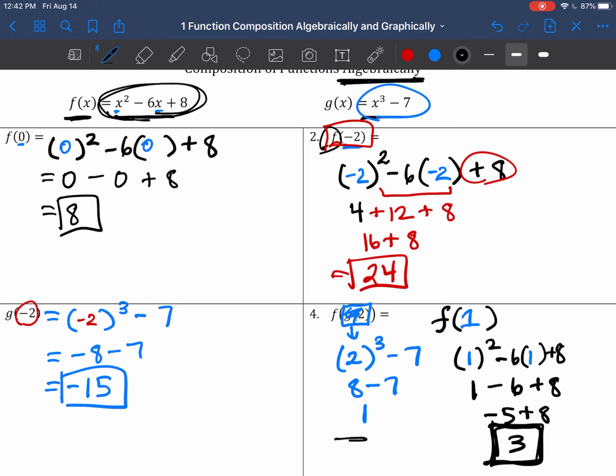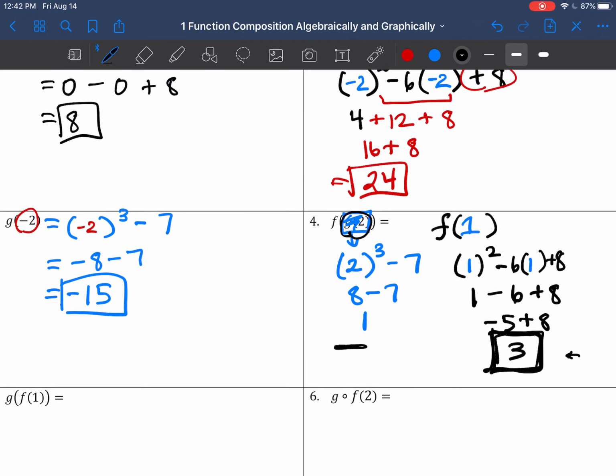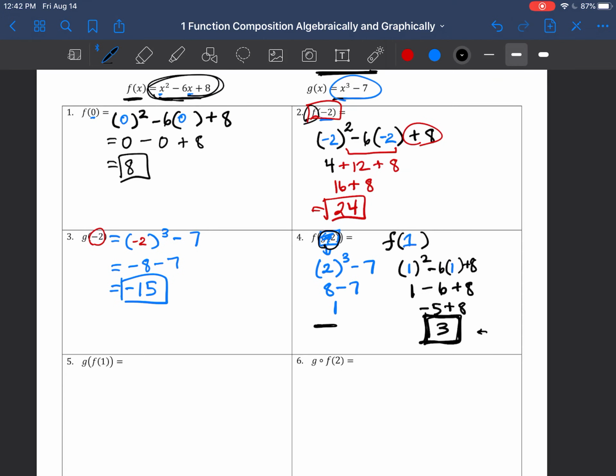It takes 2 steps. Step 1, step 2. Got to figure out g of 2 first, and then f of whatever that result is. So we're going to do number 5.